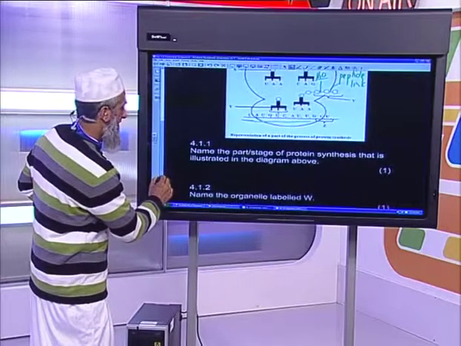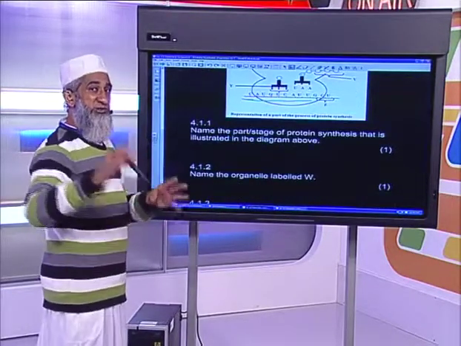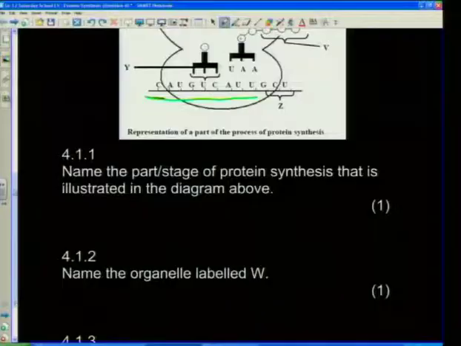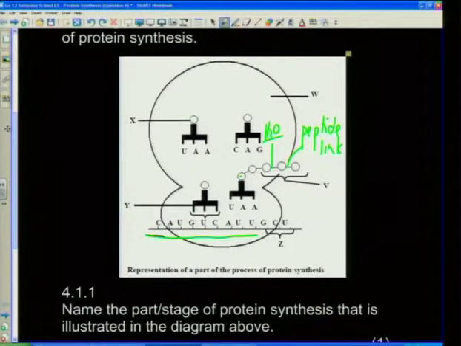Remember, the mark was only one. What I told you was an explanation to help Samuel and Bonga. Name the organelle labeled W. We've spoken about that already. W is the ribosome.